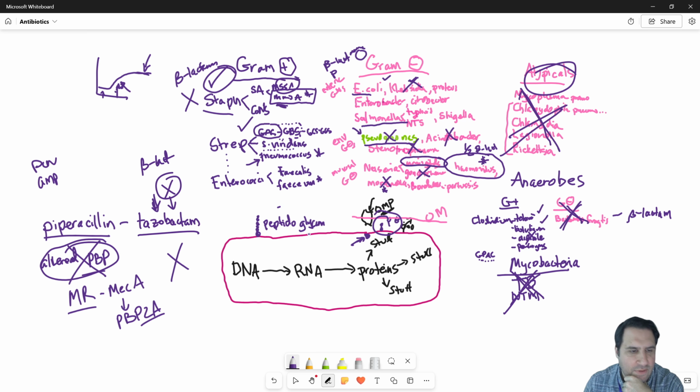So yeah, let's come here. And ooh, can I get that without erasing the Pseudomonas? Now all of a sudden with pip-tazo, you do get pseudomonal activity. Similarly, with the broader ones, you will, in many cases, get Acinetobacter activity.